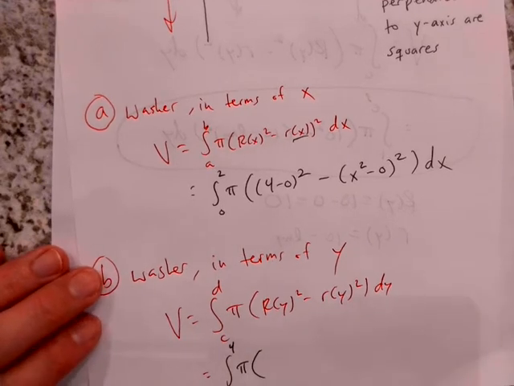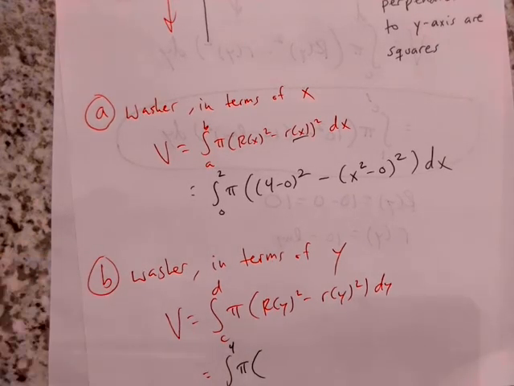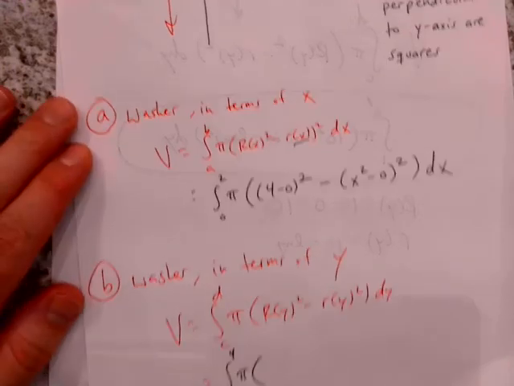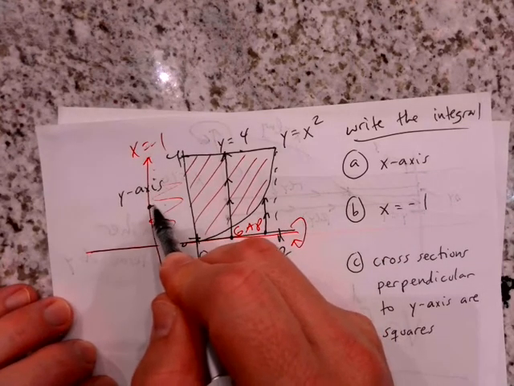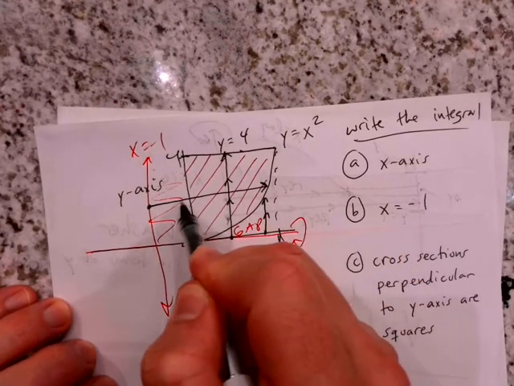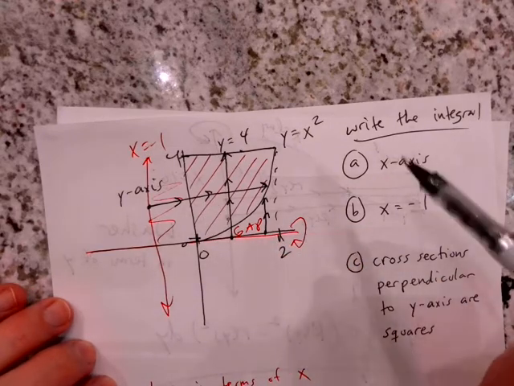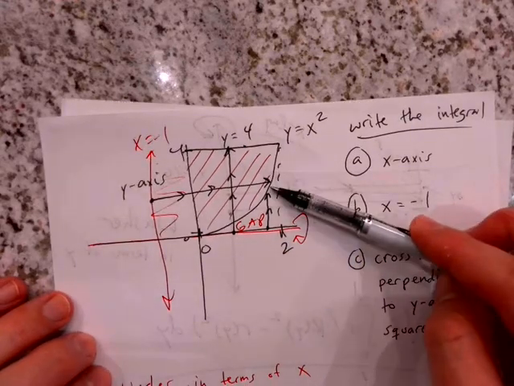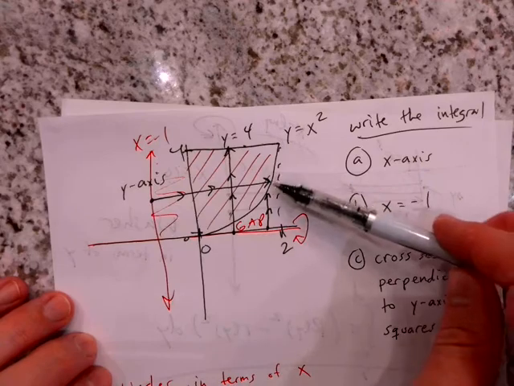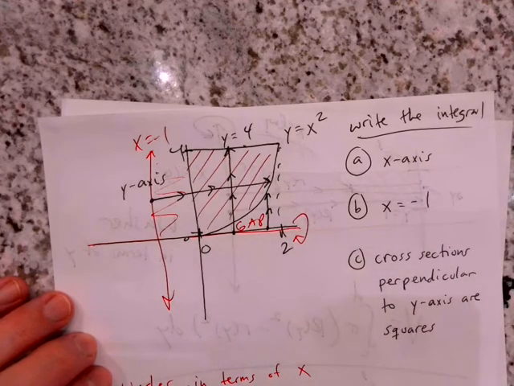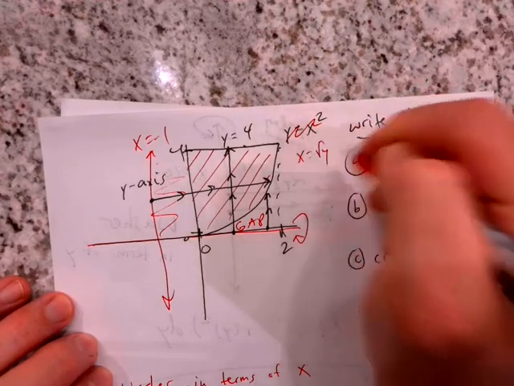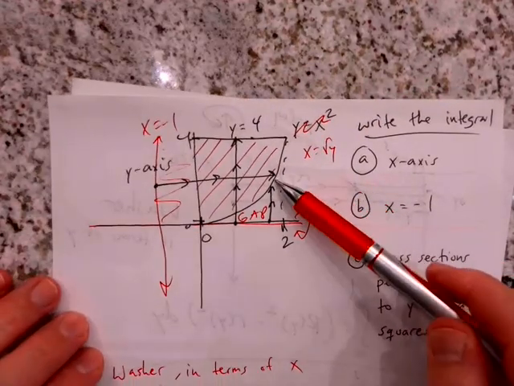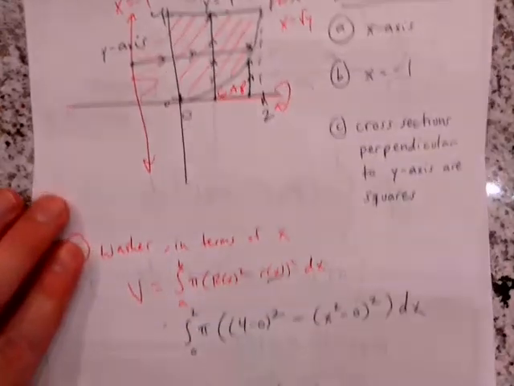Times pi. Don't forget that pi, by the way. It's the easy way to lose a point. Big R is the outside radius. Now the outside radius starts from the axis of revolution and goes to the outside of the region, the point farthest away. You're in terms of y, so it's the right side minus the left side. Now the right side is x squared, but we're in terms of y, so it's root y. So in terms of y, it's root y minus -1.